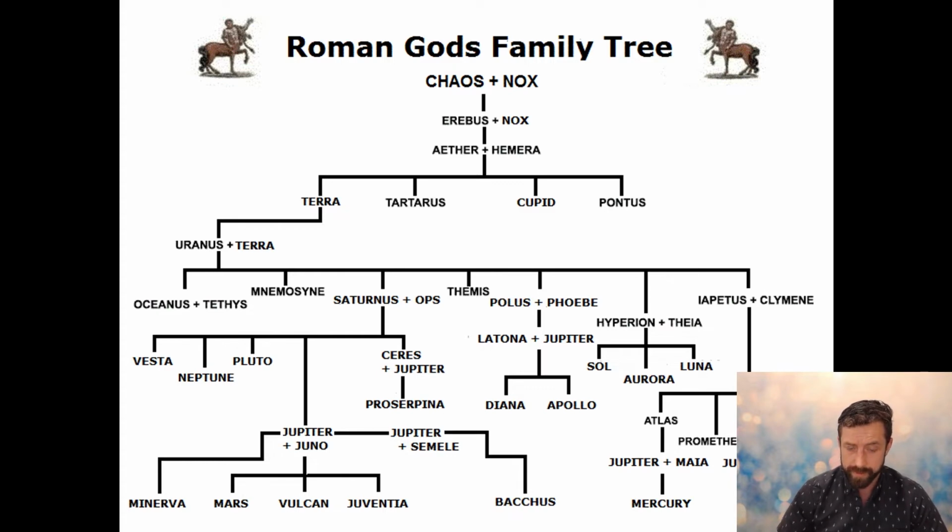You have Jupiter with Ceres, who give birth to Proserpina. You have Jupiter and Juno, Jupiter and Semele, who give birth to Bacchus. Let's see, Jupiter and Latona, Jupiter and Dione, Jupiter and Maya. There's just Jupiter was doing way too much. He had too many partners and too many kids, but he did give us a lot of gods in the Roman family tree. So, not ideal.